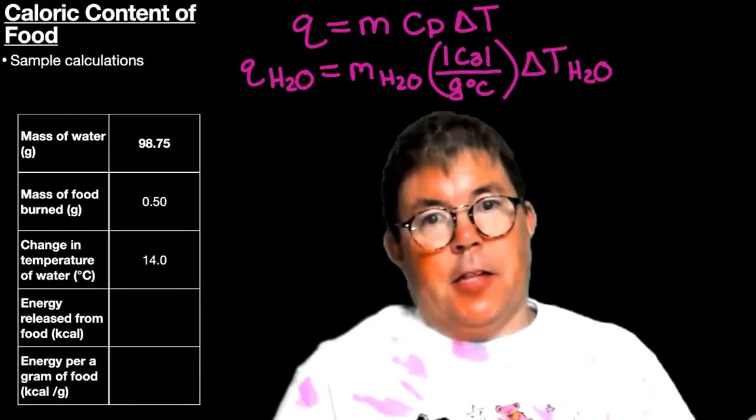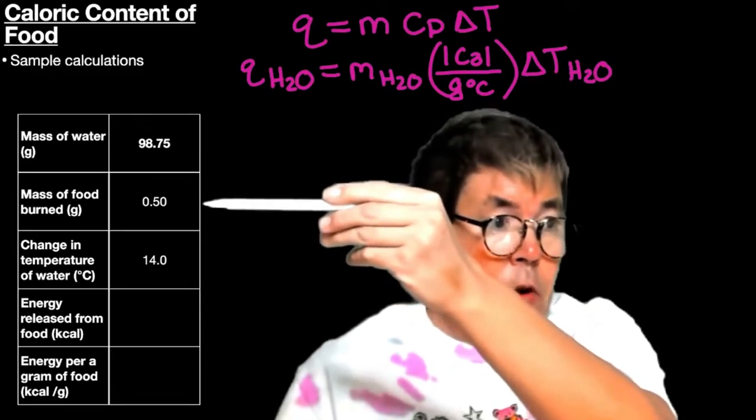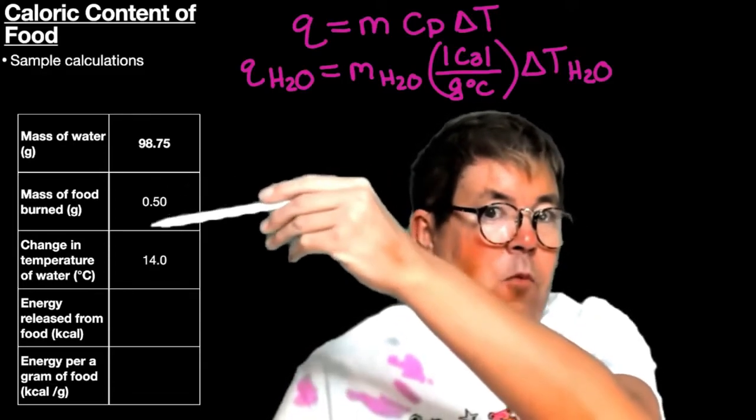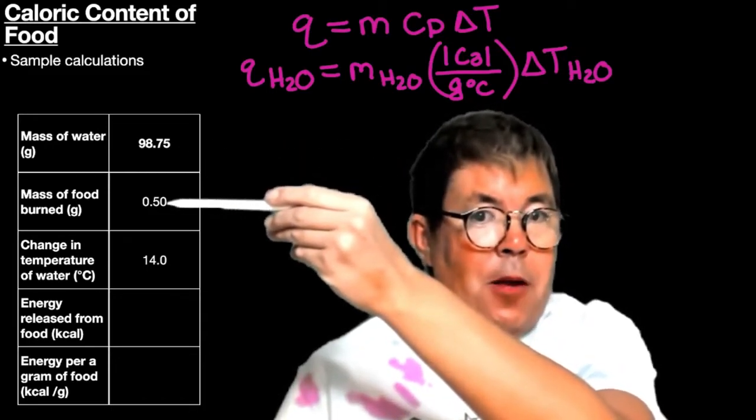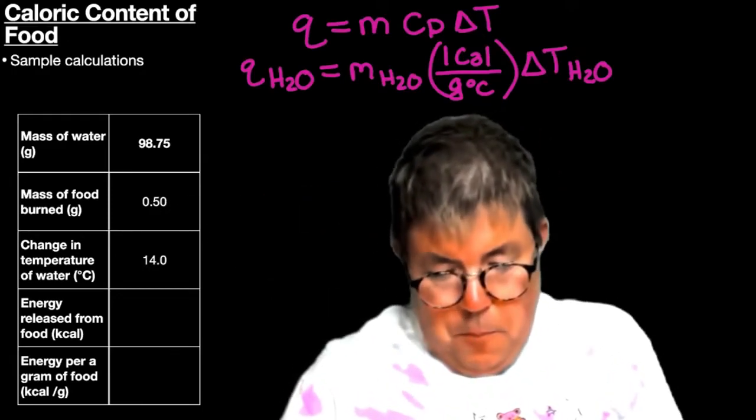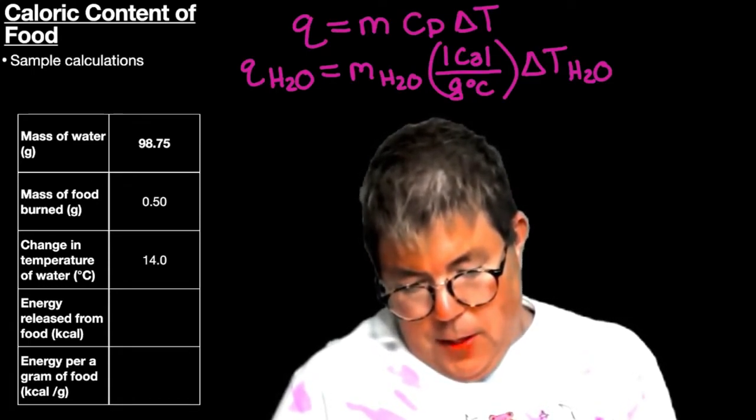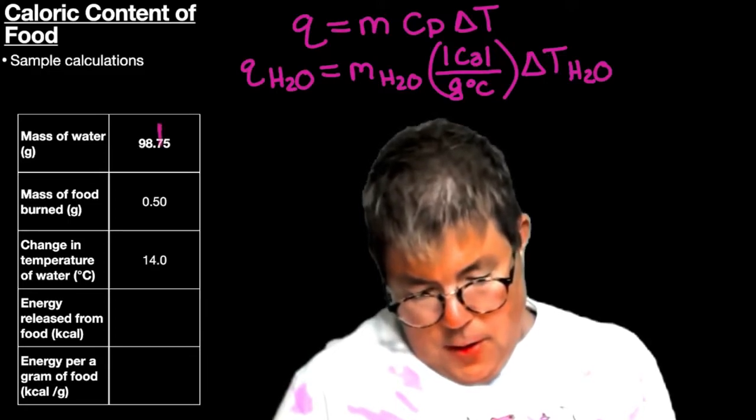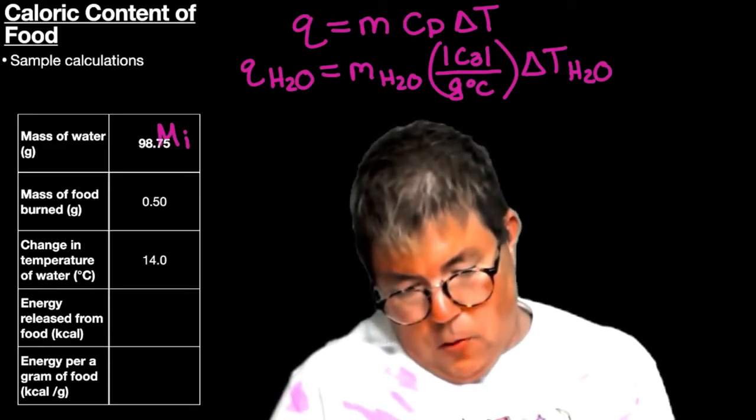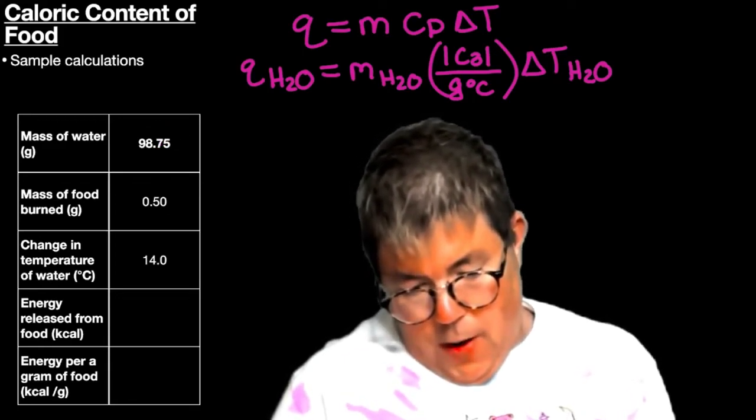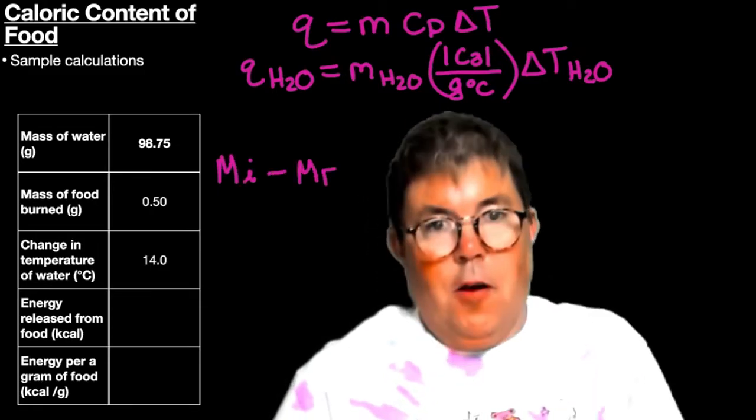On the data table, I have simplified everything. You will be measuring the weight of water in the pop can. Then you are going to need to determine the weight of the food burned. The weight of the food burned is going to be the mass initial of your food minus the mass final.